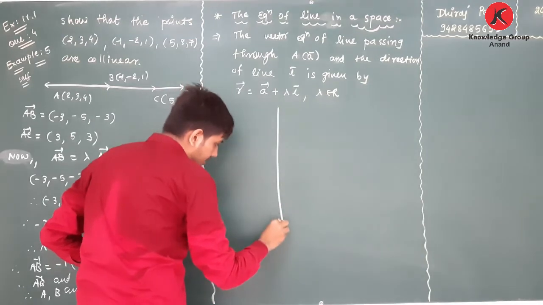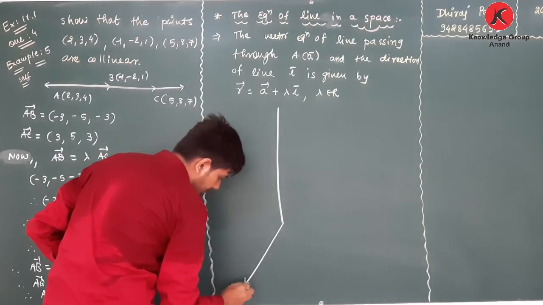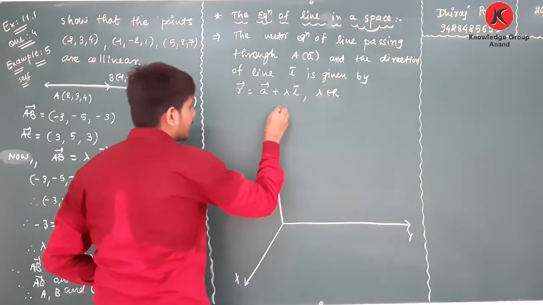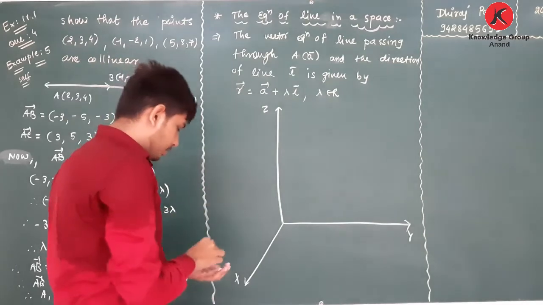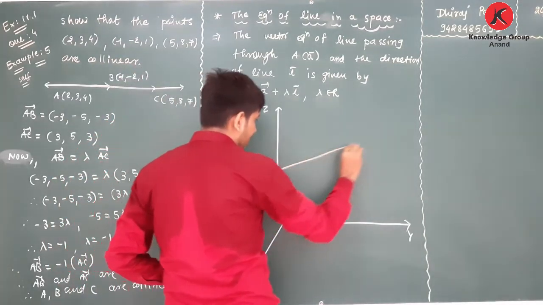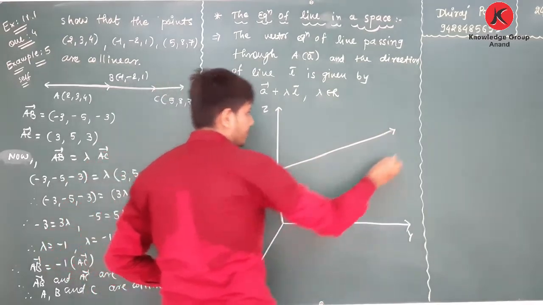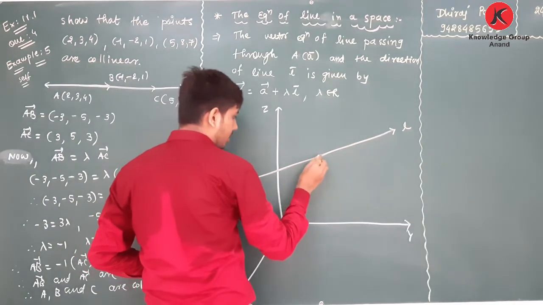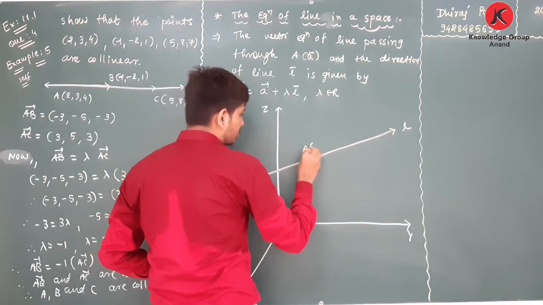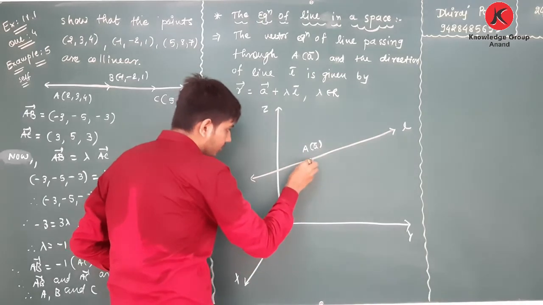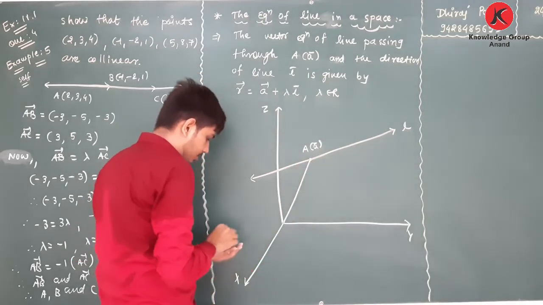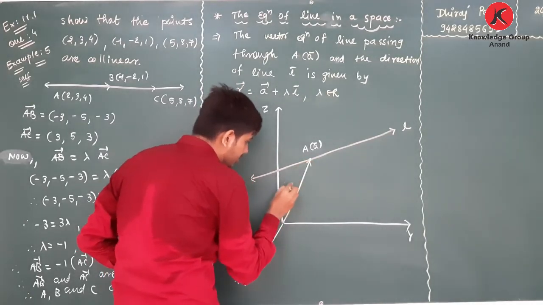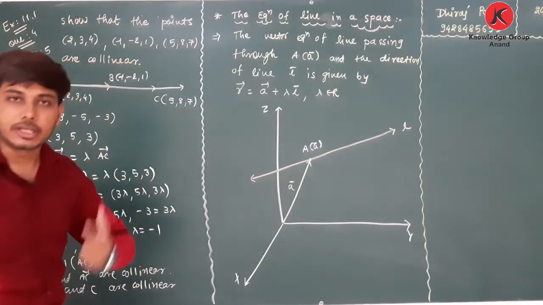See here, this is your Cartesian coordinate system in 3-dimensional. This is your x-axis, this is your y-axis, and this is your z-axis. Suppose the line L is like this. This is your line L. This line is passing through the point A bar. Therefore, the position vector of point A with respect to origin is your A bar or vector A.